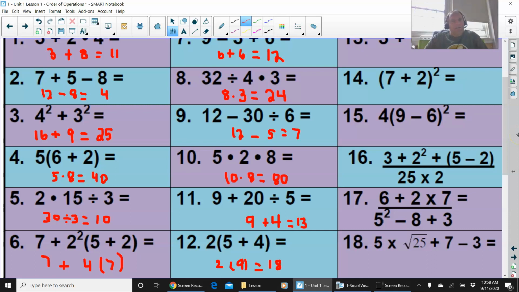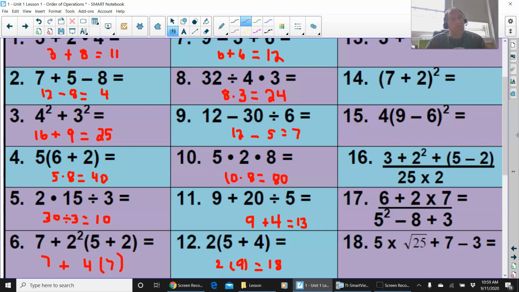Alrighty, so we did number 7 and 8 already, so we're just going to go over number 9. Number 9 has division and subtraction, so we are going to perform that division first. So we have 30 divided by 6. 30 divided by 6 is 5, and then bring down that 12, bring down the minus sign. 12 minus 5 is 7, so hopefully you did get that.